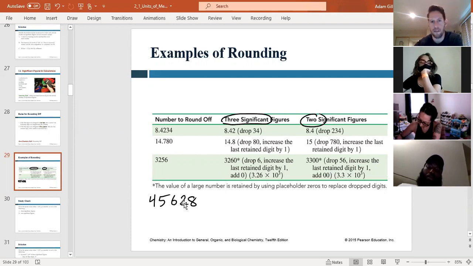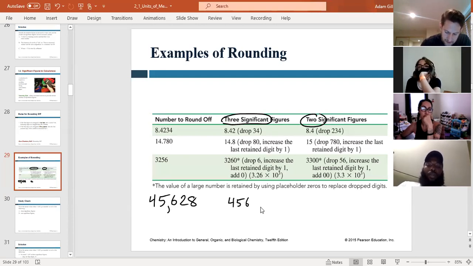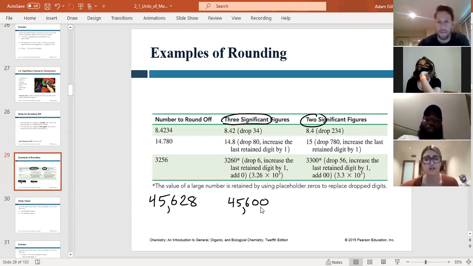Okay, so here's an example. Let's say we have 45,628. What is this rounded to 3 sig figs? You guys tell me. 4,560, wouldn't it be? So if you're rounding it to 3 sig figs, is it 45,600?